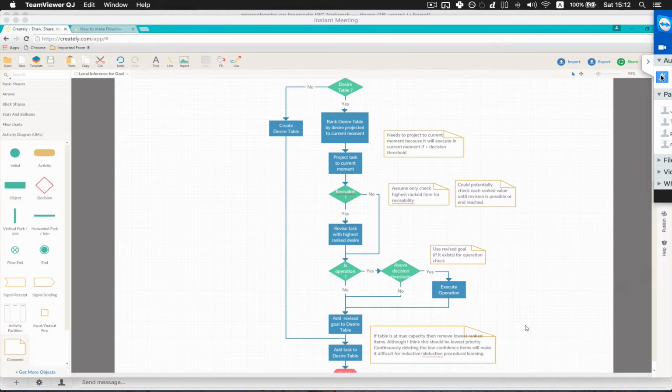Okay, but I thought you re-ranked it based on every task that appears in the concept anyway. I'm not sure what you mean. Okay, but the first step is here where we rank the desire table. Right, the current moment. So everything in the desire table will be ranked anyway. This is true.